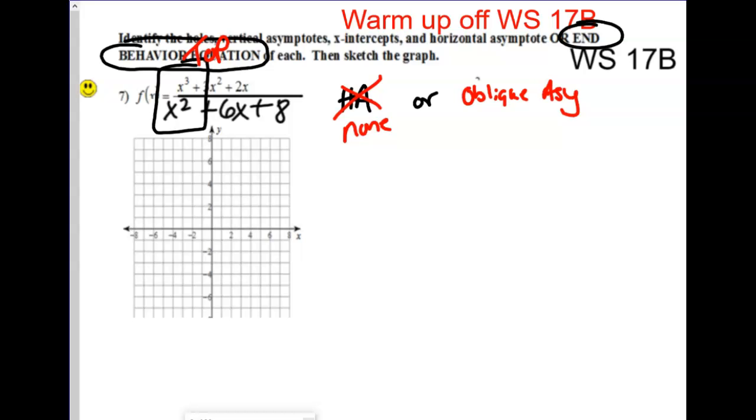So we're warming up on worksheet 17B, number, I don't know, 7. And only doing part of this question because this was a question a lot of people missed on the test last week. So when I ask you to find the end behavior equation, usually that means the horizontal asymptote, but with number 7 being top heavy, you don't have a horizontal asymptote, but you do have an oblique asymptote. So you're supposed to perform division.